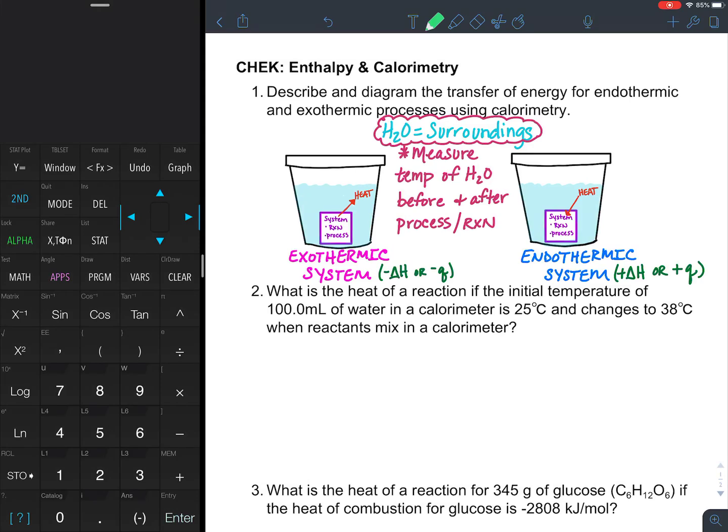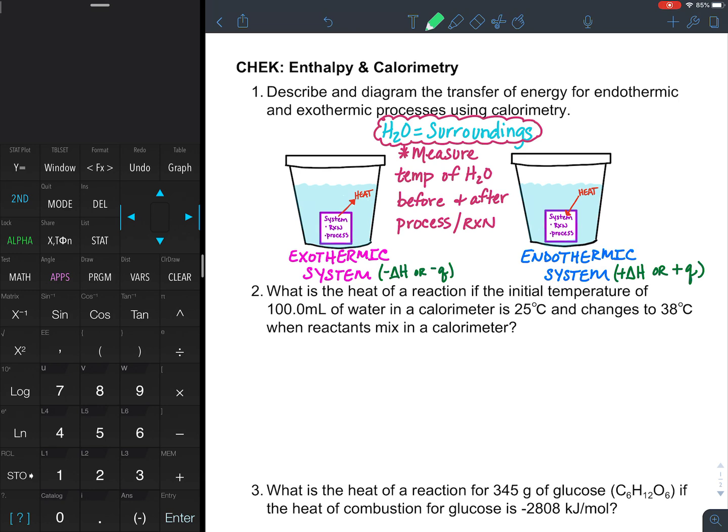Take a look at this check on enthalpy and calorimetry. So in the first question, it says to describe and diagram the transfer of energy for endothermic and exothermic processes using calorimetry. And so here I have an example of each process. On the left there's exothermic and on the right there's endothermic.